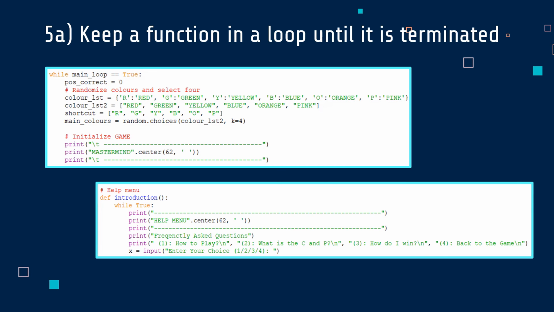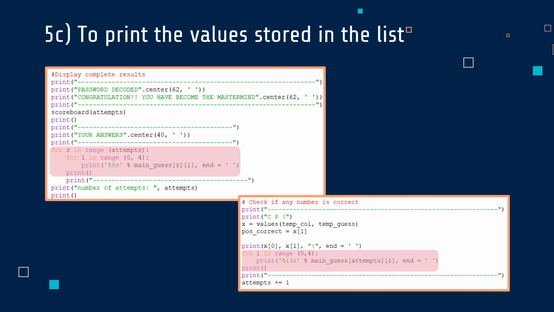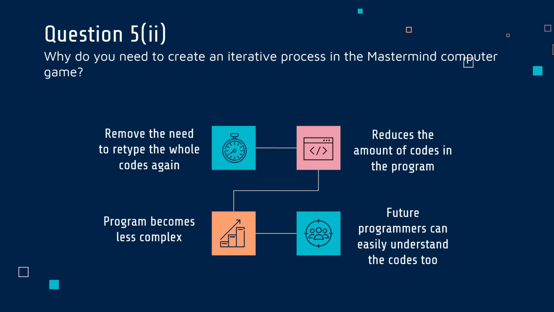First way is to keep a function in a loop until it is terminated. Second way is to loop to ensure the user enters a valid input. And lastly, it is used to print values stored in a list. And so, why do we need the iterative process in the Mastermind computer game?